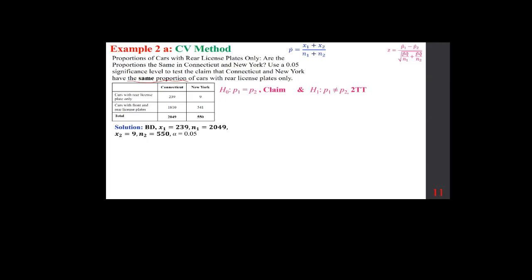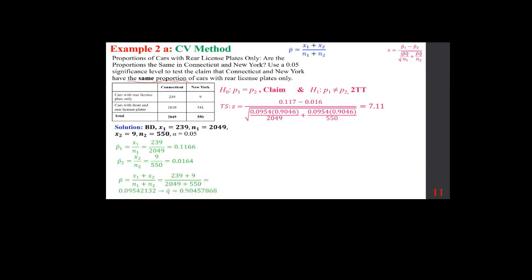In order to come up with the test statistic, we need p bar and q bar. So let's find p bar: x sub 1 plus x sub 2 divided by n sub 1 plus n sub 2. And then q bar is 1 minus that. To do this, we need to calculate that first. Take a look at the one on the bottom left in green. And so we really have to do that first.